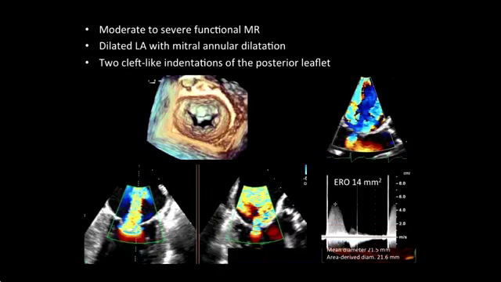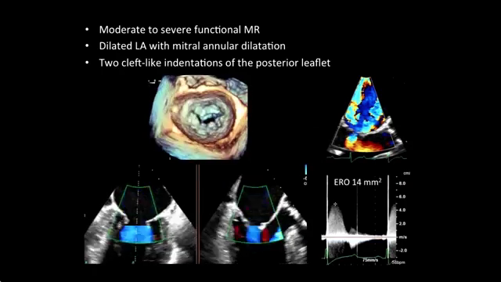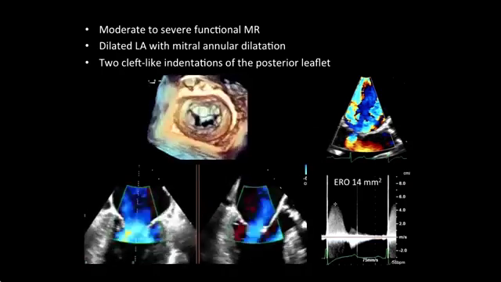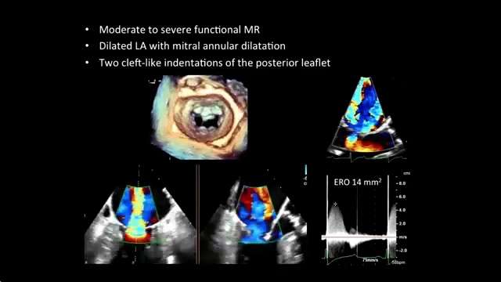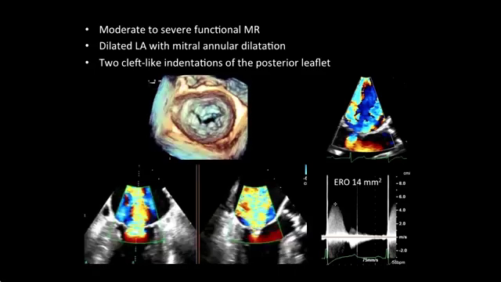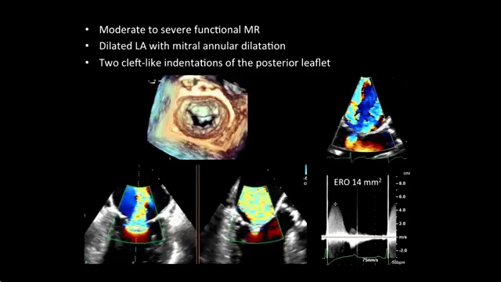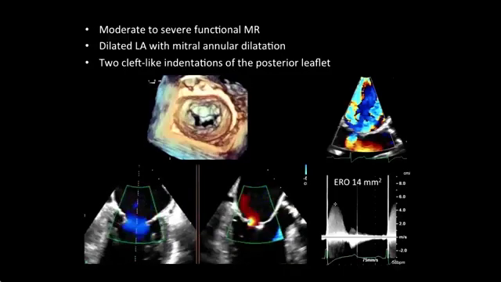A detailed assessment of the mitral valve graded the mitral regurgitation as moderate to severe, so higher than with the transthoracic echocardiogram. The regurgitation was functional with mitral annular dilatation.